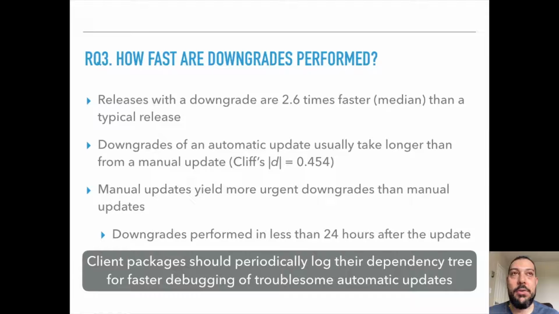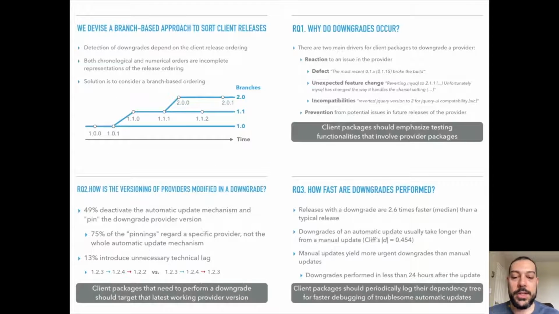Finally, we study how fast those downgrades are performed. And we found that releases with a downgrade are 2.6 times faster than regular release.